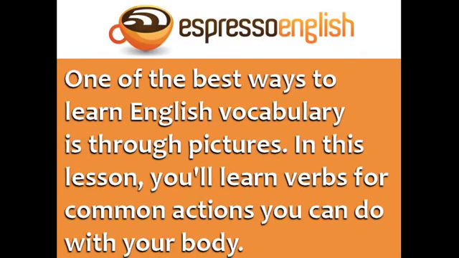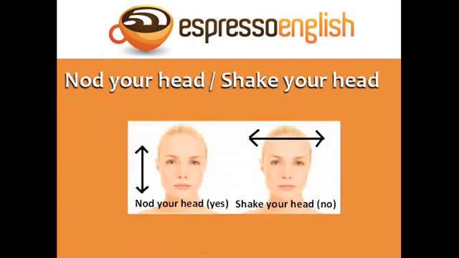One of the best ways to learn English vocabulary is through pictures. In this lesson, you'll learn verbs for common actions you can do with your body. Nod your head. Shake your head. When you nod your head, you move your head up and down. This means yes, or I agree, or I approve. When you shake your head, you move your head from side to side. This means no, or I disagree, or disapprove.